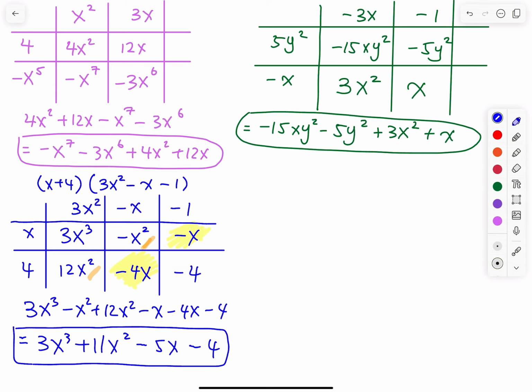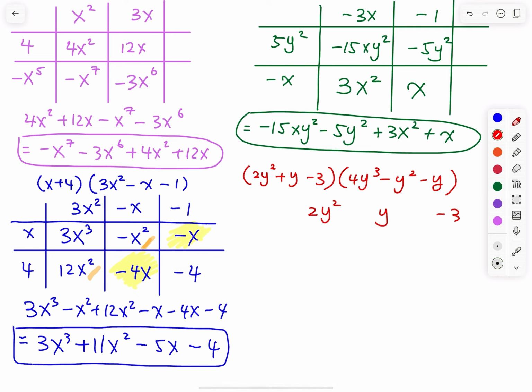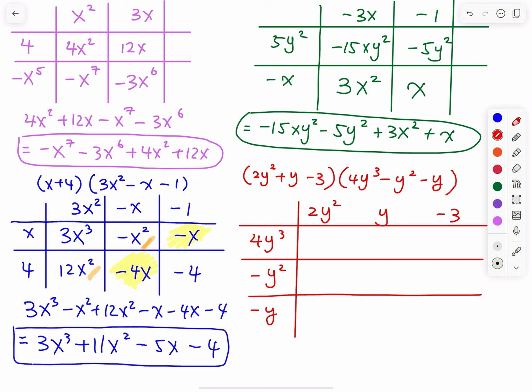Let's try 3 term times 3 term. Let's try 3 by 3, shall we? How about 2y squared plus y minus 3 multiplied by 4y to the third minus y squared minus y. Wow, this one, if you do a FOIL, it's a little bit tough. 2y squared plus y minus 3, and 4y to the third minus y squared minus y. All right, there we go. Table, and 3 columns.